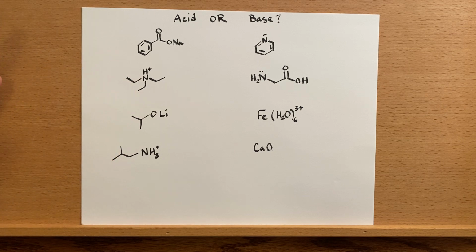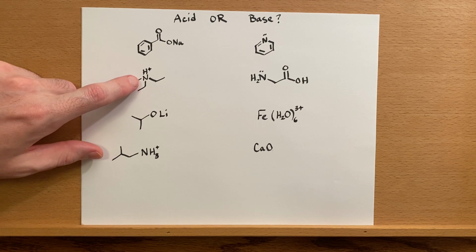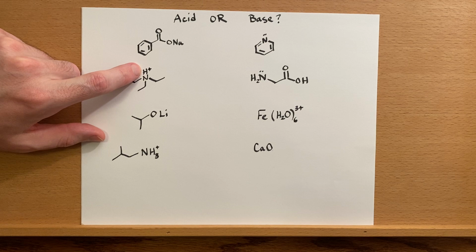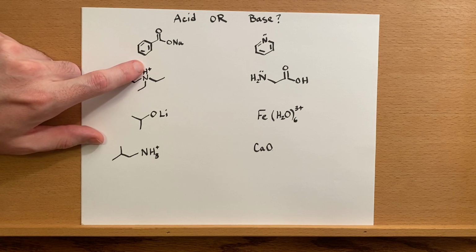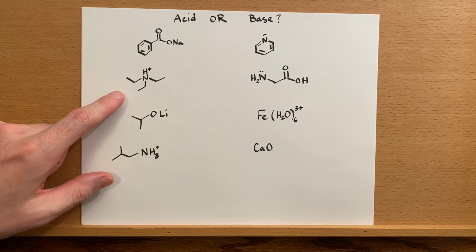Now, a couple ways to identify this. We can count up the number of bonds that nitrogen has. It has 1, 2, 3, 4 now because it has a hydrogen on there, and it's positively charged. Those are very good indicators that this is an acid.